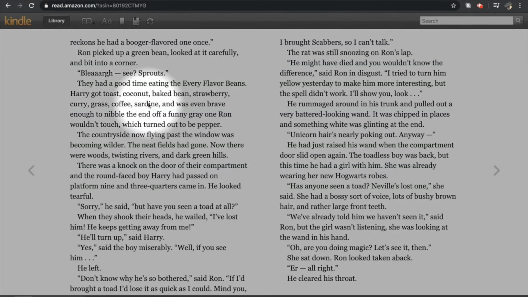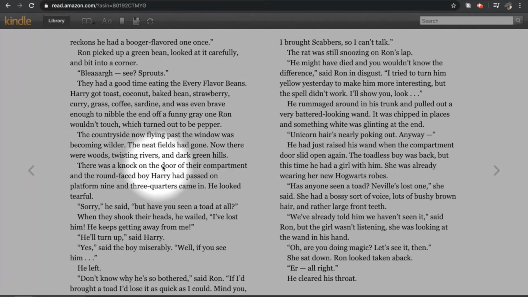Curry grass, coffee, sardine, and was even brave enough to nibble the end of a funny gray one Ron wouldn't touch, which turned out to be Pepper. The countryside, now flying past the window, was becoming wilder. The neat fields had gone. Now there were woods, twisting rivers, and dark green hills.